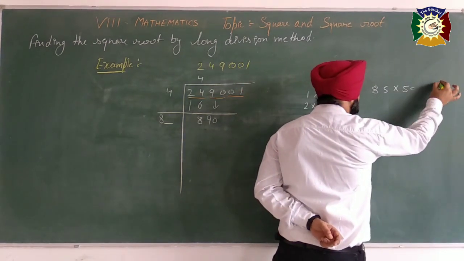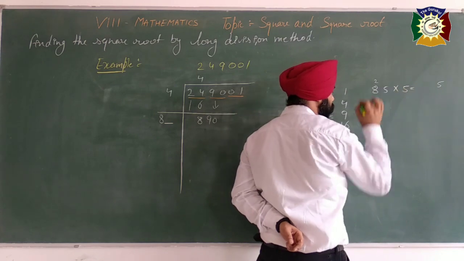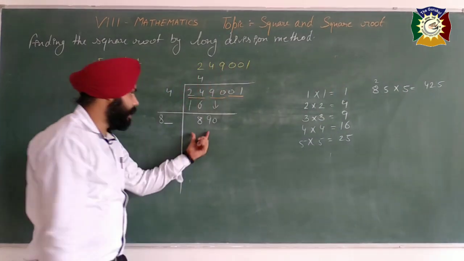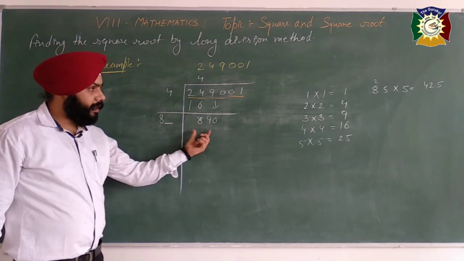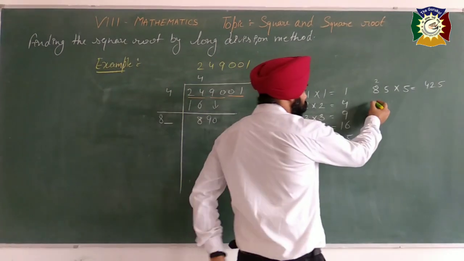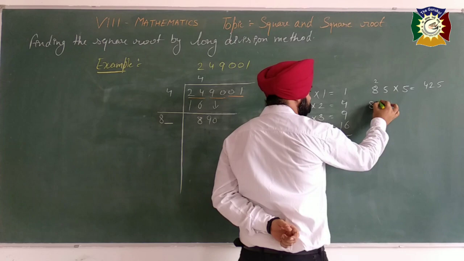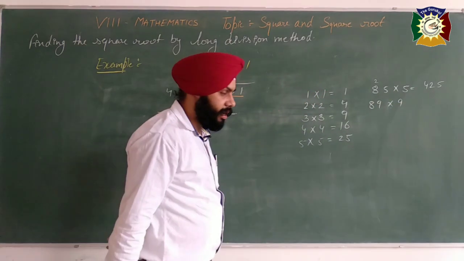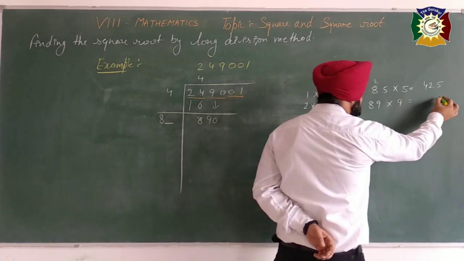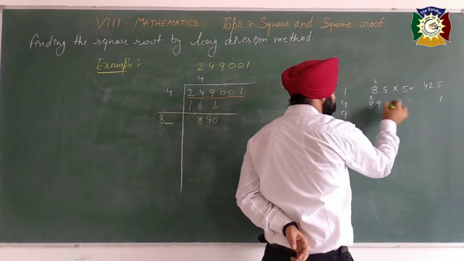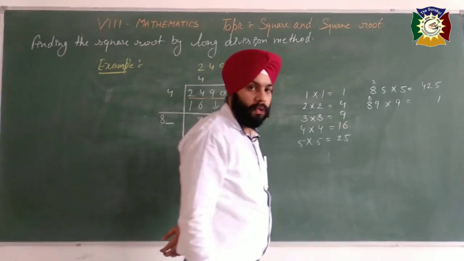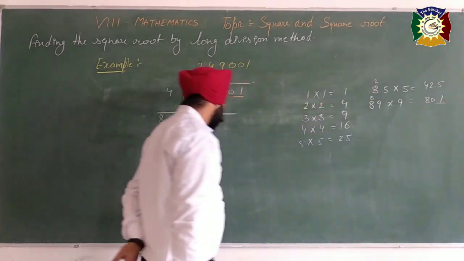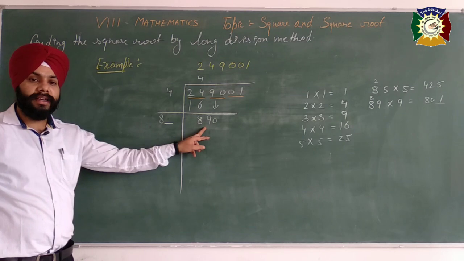5 5s are 25, 2 carry here, 5 2s are 10 plus 2, 12, 5 8s are 40, so 425. It is very much less than this, so we can't take this here again. Choose number 89, 9 multiplied with 9. Now 9 9s are 81, 9 8s are 72 plus 8, it becomes 80. So 801 is very nearest to this.